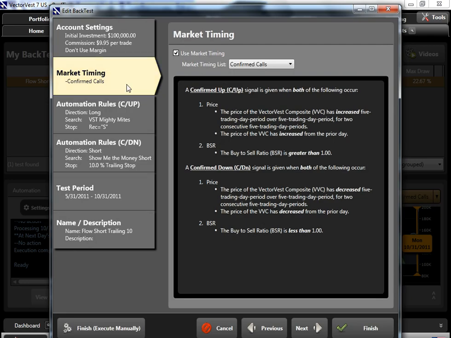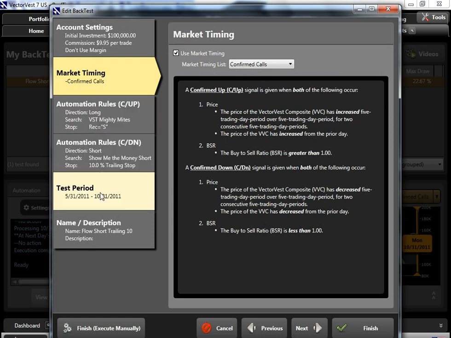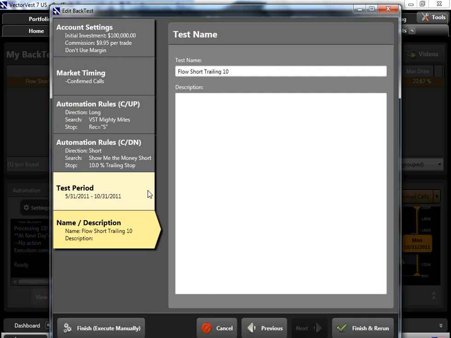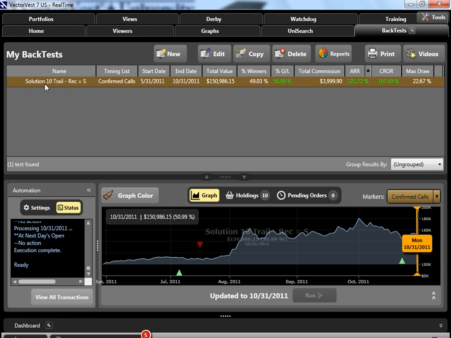And by default, we're already running the first of my 6 stops here as rec equals sell. So I don't really need to rerun this. I just need to rename it. I'm going to rename this solution, which would be 10 trail -rec equals sell, and click finish. So solution means that this is both sides now finished. So I'm sticking with the 10 trail on the short side now through all of these tests.